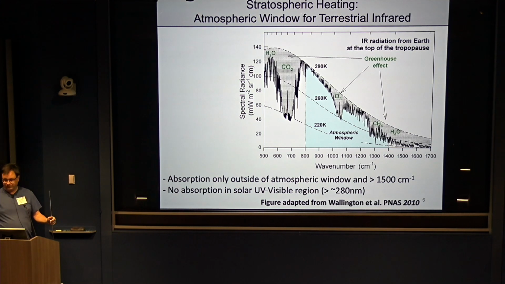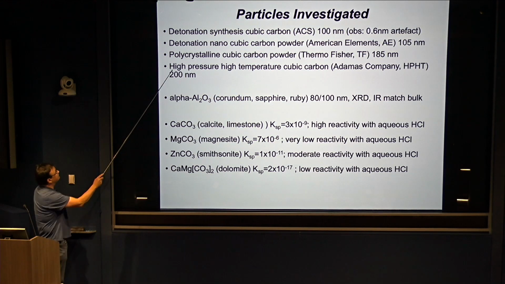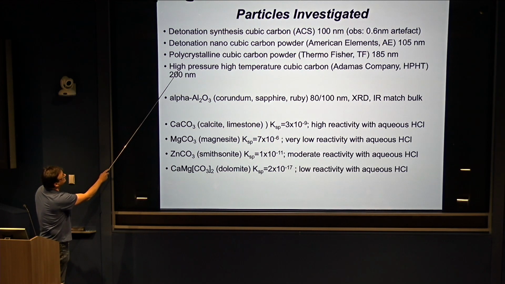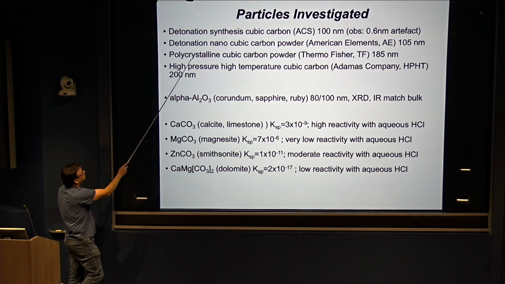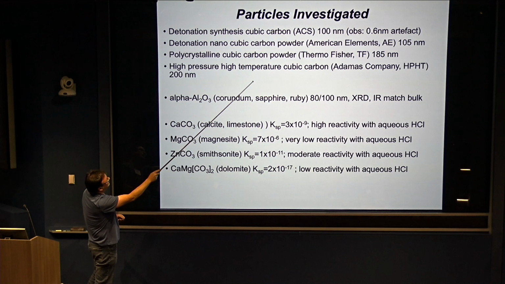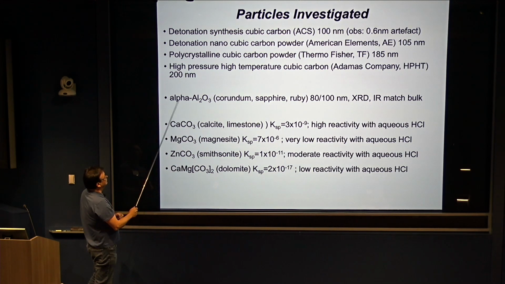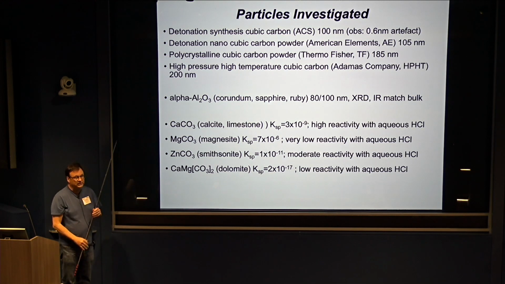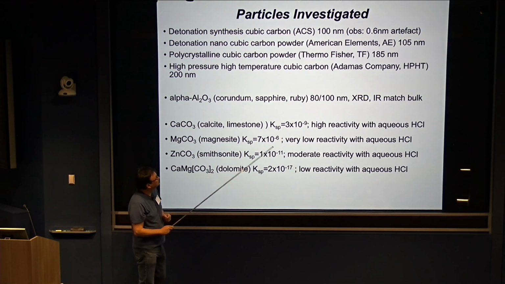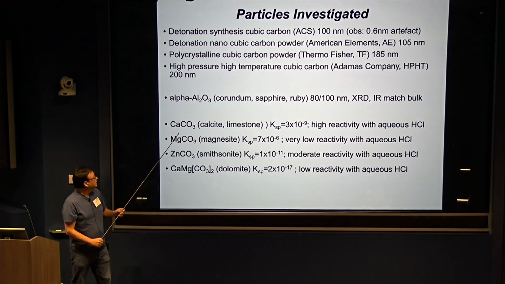Obviously, you don't want solar absorption as well. Here are the particles we've investigated. We've looked at 4 different types of diamonds that you can buy. They are made in different ways: detonation, polycrystalline, high pressure, high carbon. They have different sizes normally when you buy them from the manufacturer. We have looked at alpha alumina; I won't talk about this much. The size range we investigated by X-ray diffraction, confirming that it's primarily alpha alumina, with a little delta in there. The IR properties actually match the textbook spectra very well. I won't talk about that.